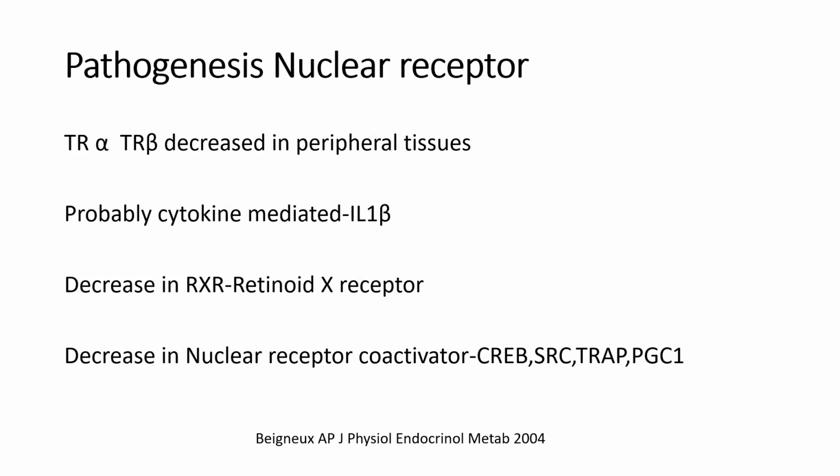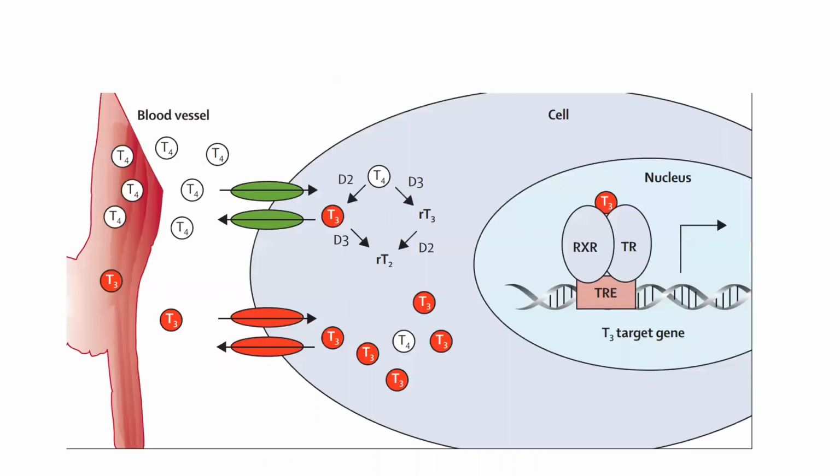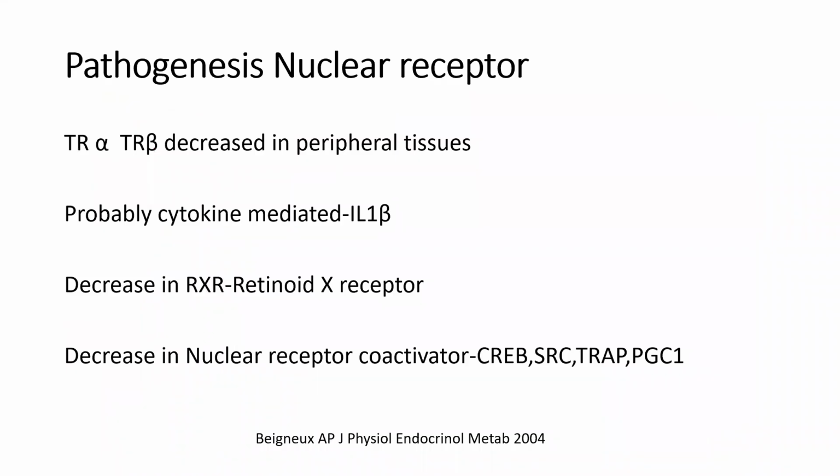What about the pathogenesis at the nuclear receptor? During this illness stage, TR alpha and TR beta are reduced in the peripheral tissues, so the nuclear uptake is reduced and peripheral activity is reduced. The inducing mechanism can be a cytokine, interleukin 1 beta. Thyroid hormone is taken up into the thyroid response element. It has co-activators and the retinoid X receptor, which is also reduced in illness status. So the nuclear receptor is in a deactivated state in this non-thyroid critical illness, and T3 formation is reduced.